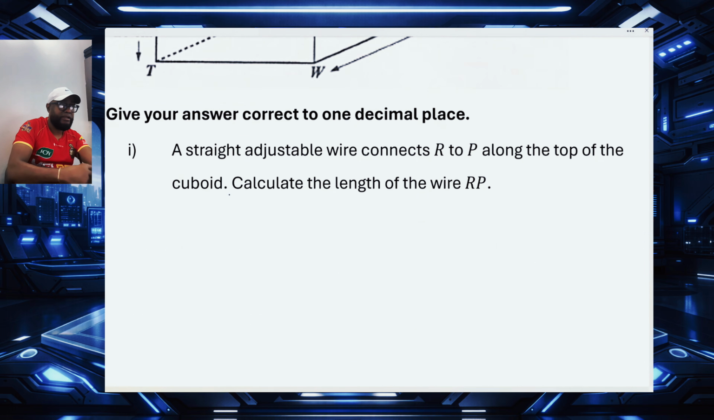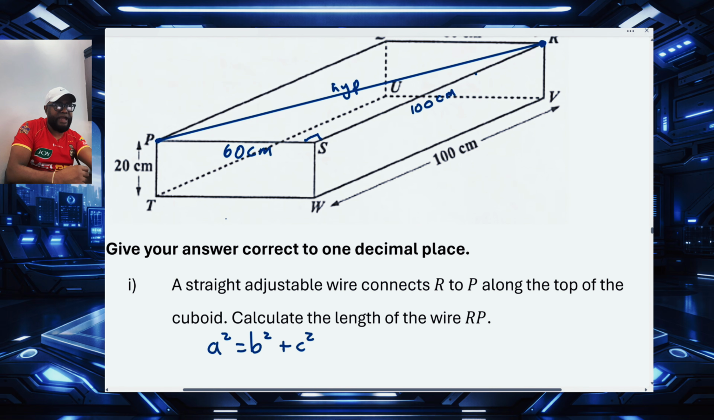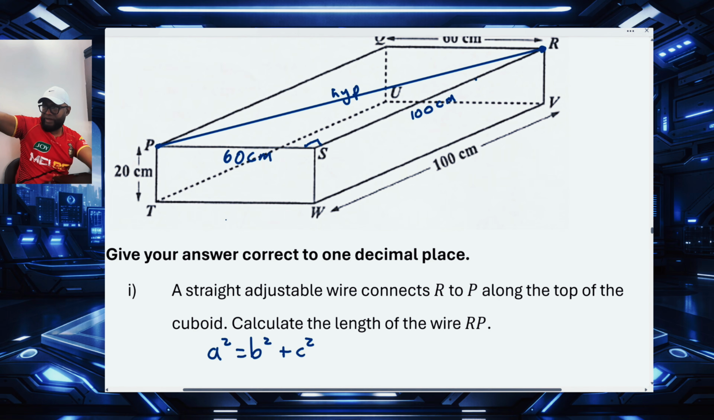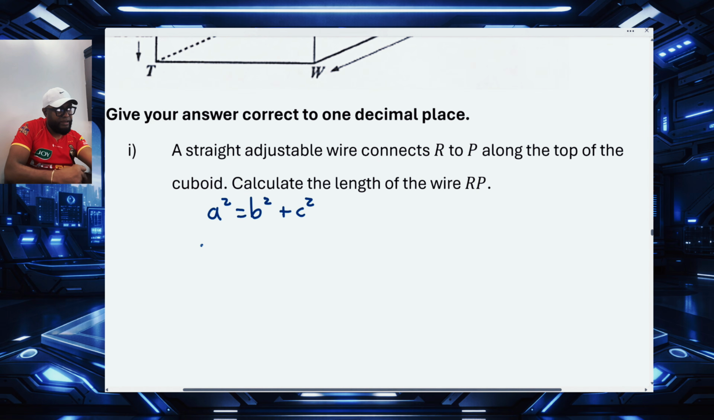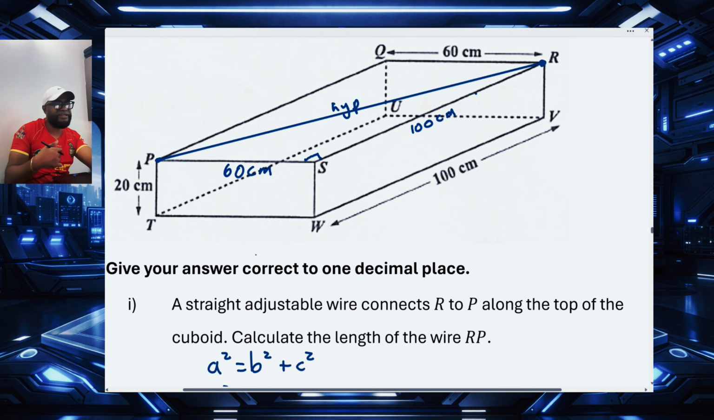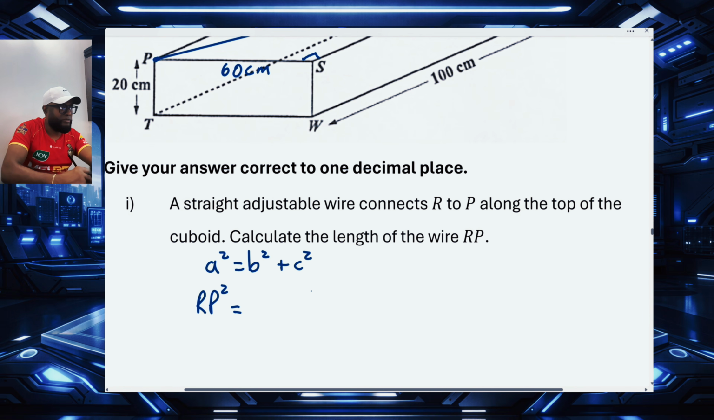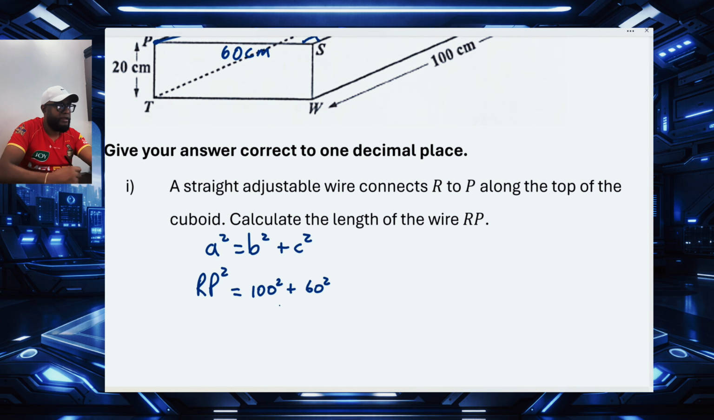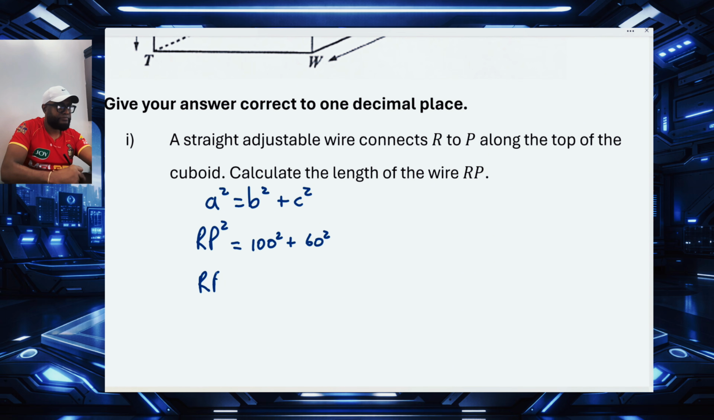Pythagoras' theorem, right? So Pythagoras' theorem would be a squared is equal to b squared plus c squared. So a squared being the hypotenuse, I'll just call that RP squared. So I'll have RP squared is equal to b and c, 100 or 60, doesn't matter. So I put 100 squared plus 60 squared, RP would be equal to the square root of what?